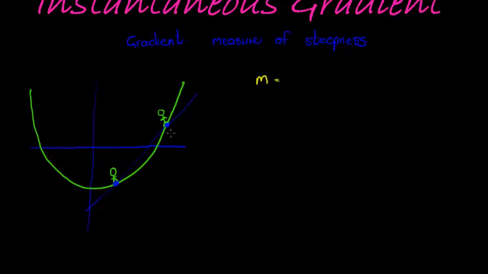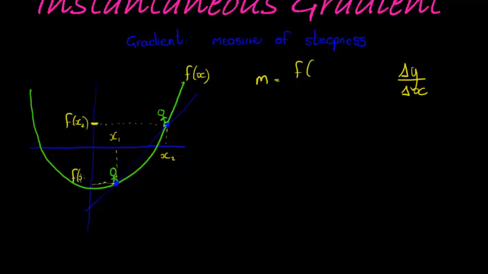The gradient is equal to, this would be x2, that one would be x1, and this is f of x. We take the change in y over the change in x, the difference between the y values. We find the y values by putting x2 into f, and the other y value by putting x1 into f. So our formula was f(x2) minus f(x1), divided by x2 minus x1. That is a brief summary of what we have done so far.